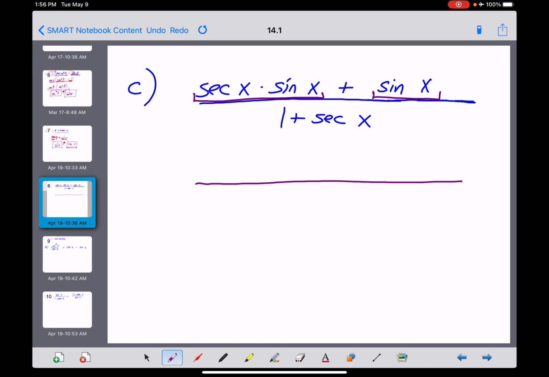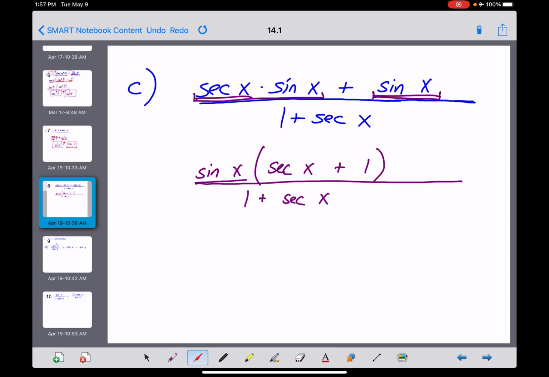I'm going to pull out the common factor they both share, which is sine of x. And then in a set of parentheses, secant of x is left over, and then plus, there was a sine of x, we pulled out sine of x, that's going to be a 1 right there. And on the bottom then, you can't factor anything out of 1 plus secant of x, so that just stays 1 plus the secant of x.